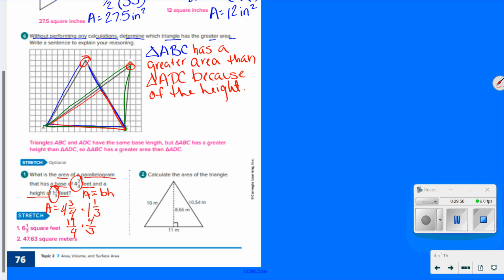Can I reduce anything? I can. These two 4s become 1. 4 goes into 4 how many times? Once. So 19 multiplied by 1 is? And 1 multiplied by 3 is? How many times does 3 go into 19 evenly? Lucas? 6 times with what remainder? 1/3. So 6 1/3 would be your answer. 6 1/3 feet squared. Thank you.